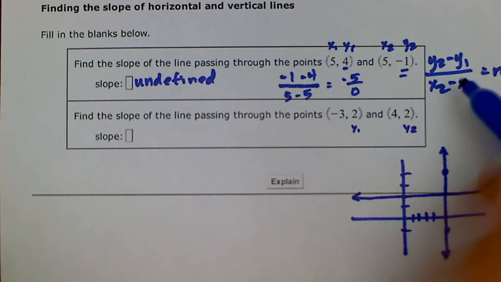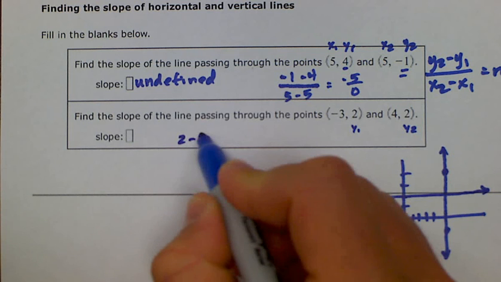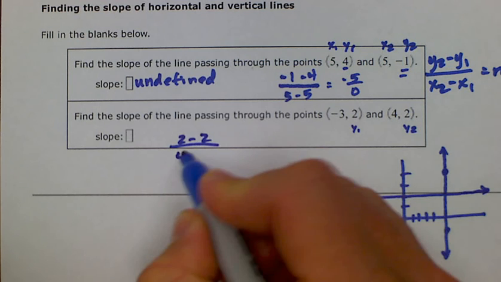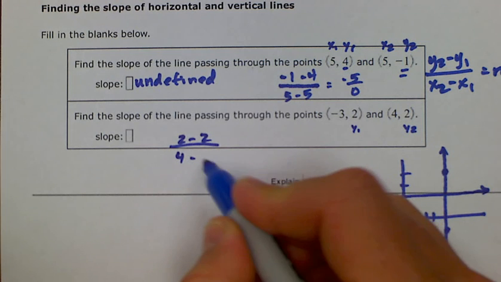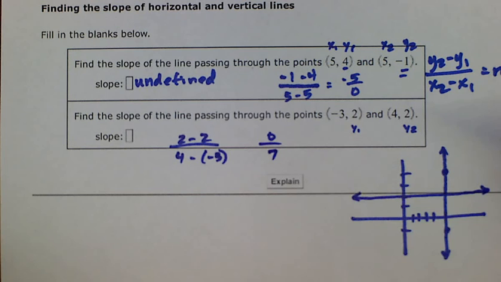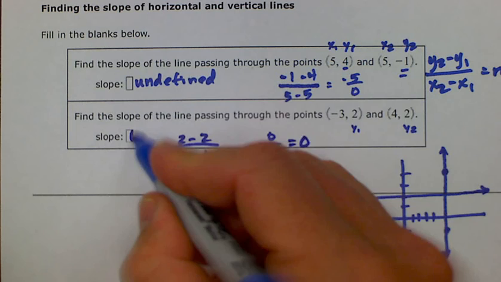slope formula: y2, which is 2, minus y1, which is 2, over x2, which is 4, minus x1, which is -3, and we get 2 minus 2 is 0 over 7. So 0 over 7 is equal to 0. We have a horizontal line. Our slope is 0.